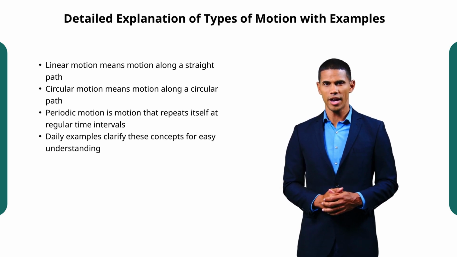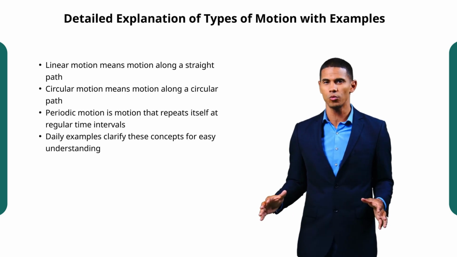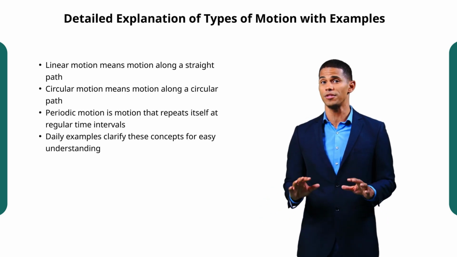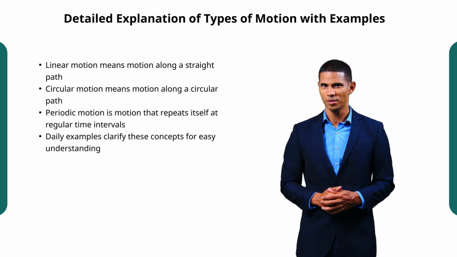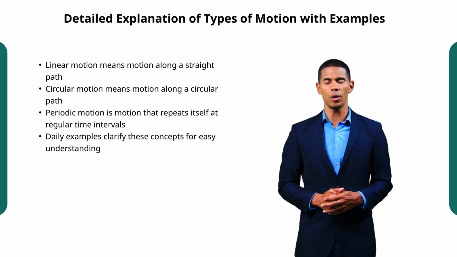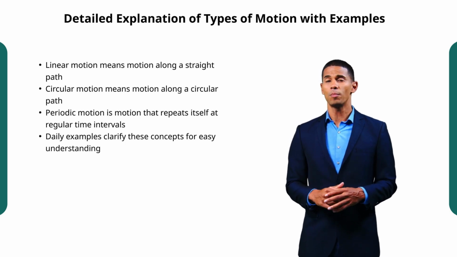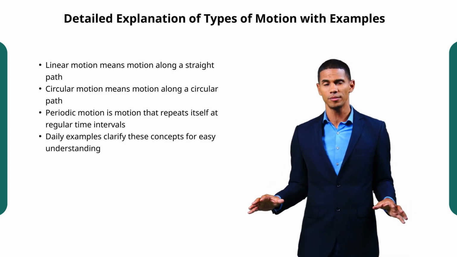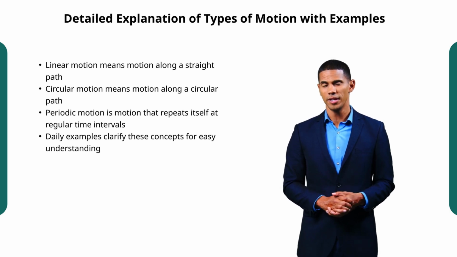Periodic motion is fascinating because it repeats. Think of Earth's movement around the sun. It cycles once every year. The swing in a park goes back and forth just like the pendulum in a clock. This regular repetition over time is periodic motion. To help remember, linear is straight, circular is round, and periodic repeats again and again.